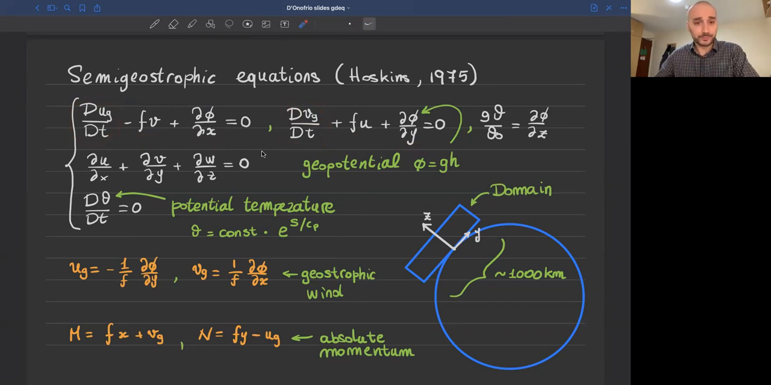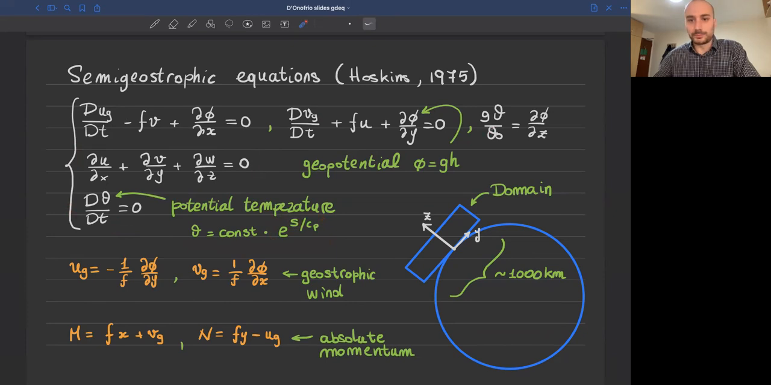Now, other important assumptions here are the Boussinesq approximation, which allows us to write the continuity equation as a non-divergence of the velocity field, and the assumption of isentropic flow, which boils down to the transport of this quantity, which is called potential temperature, and it's nothing but a monotone function of entropy. Okay.